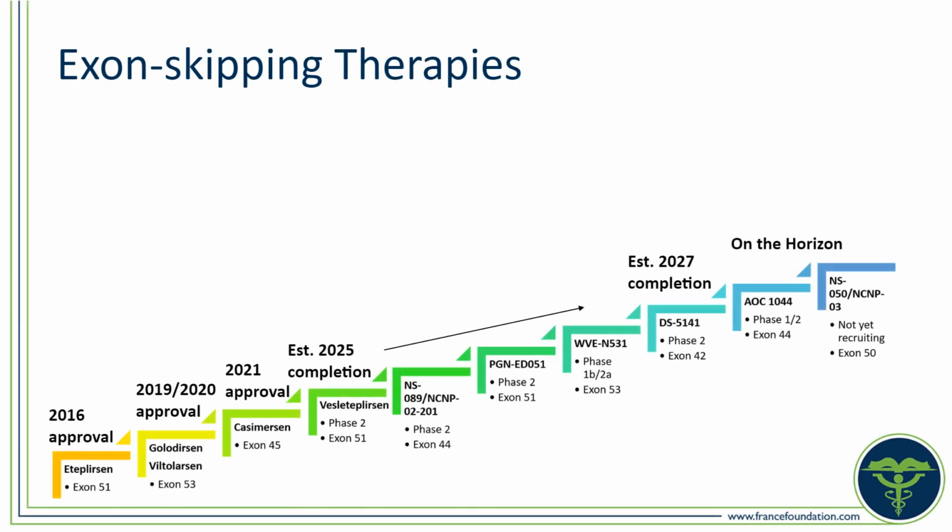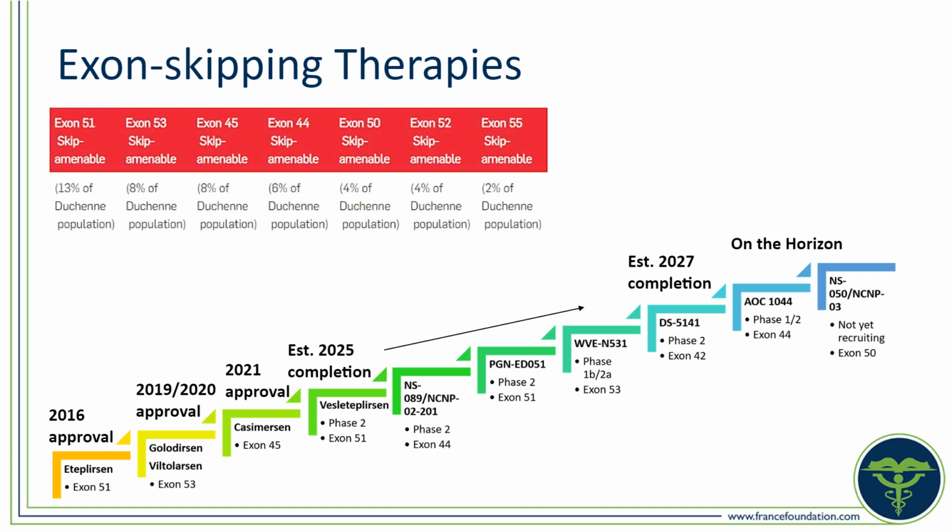So for exon skipping therapies, there are a total of 4 approved therapies and then a number of additional therapies as depicted here towards the right-hand side of the screen that are in current investigations. You can see the first therapy was approved in 2016, was eteplirsen. Later, 2 therapies for exon 53 were approved and 1 for exon 45.